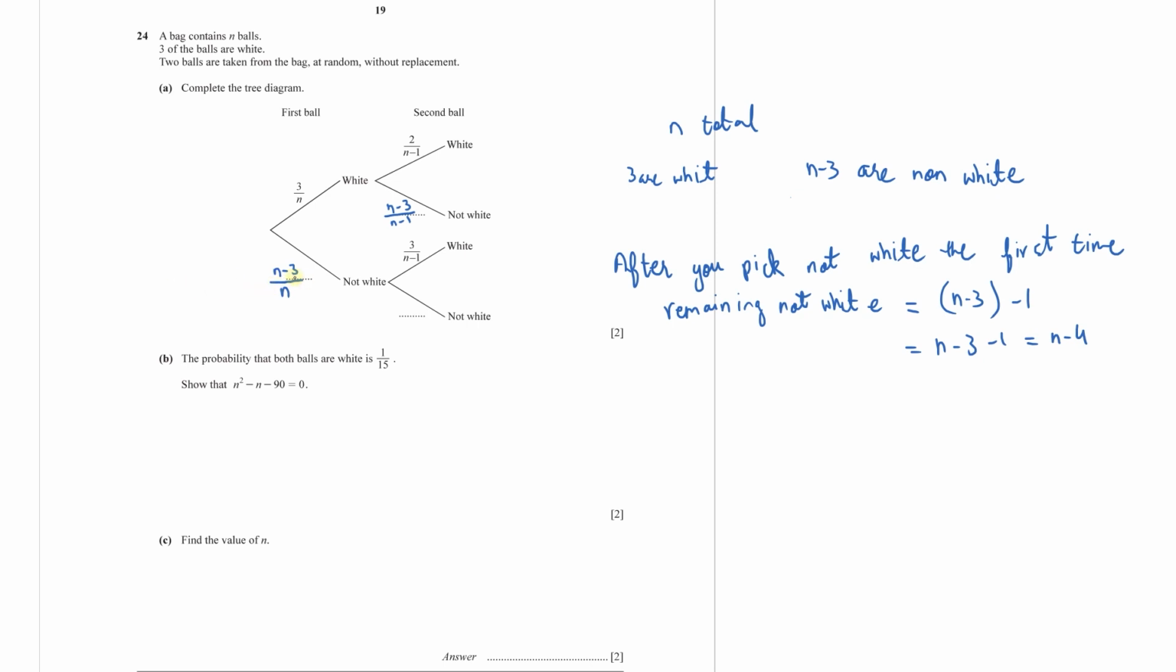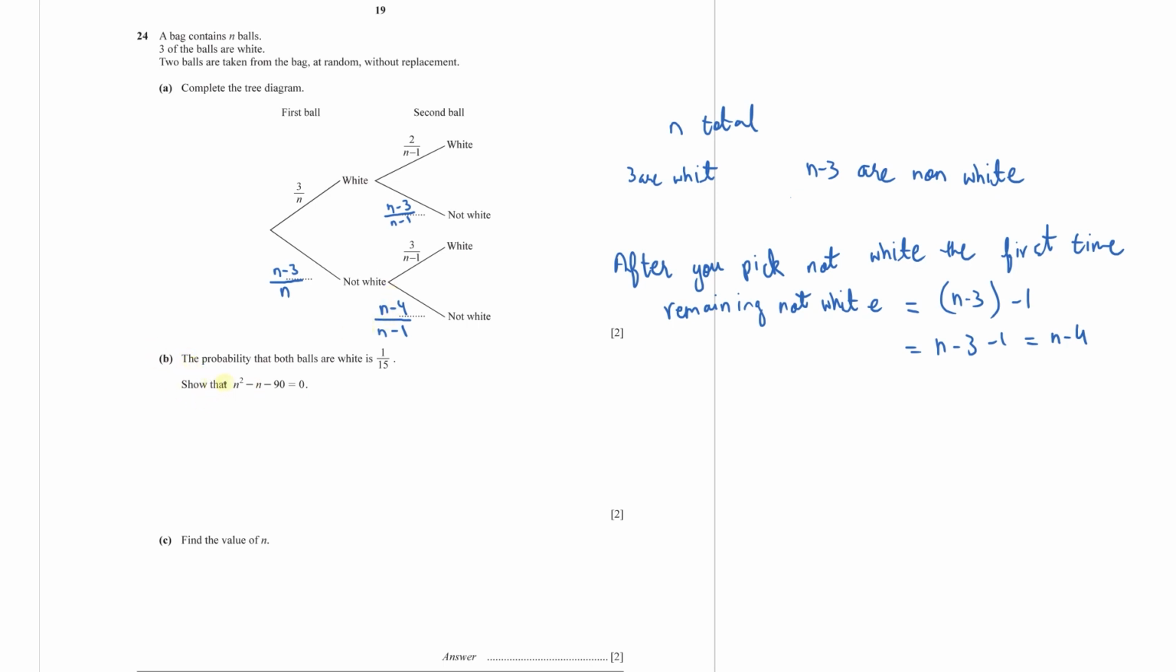So you had the probability of picking not white the first time, n minus 3 over n. Then you picked not white, so the remaining are n minus 3 minus 1, which is n minus 4. So let me just directly write n minus 4 here. So these are the remaining non-white balls. And how many total are remaining? Initially you had n, but you picked 1, so the total remaining are n minus 1 here. So this is how you will fill up this tree diagram.